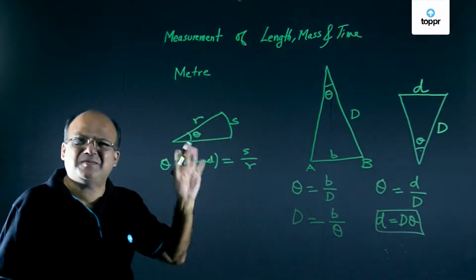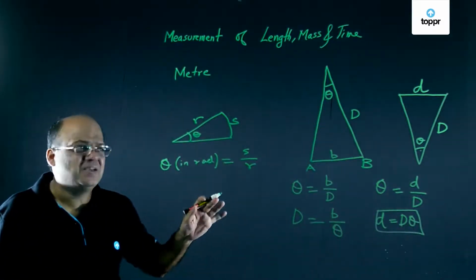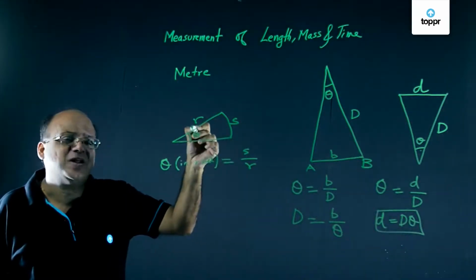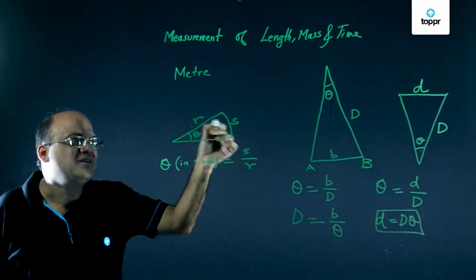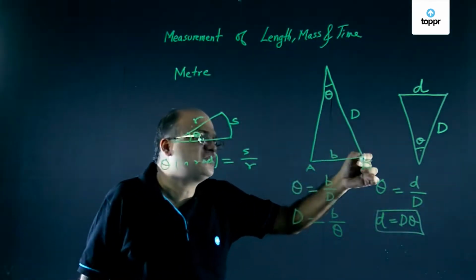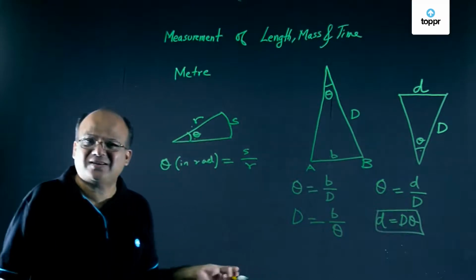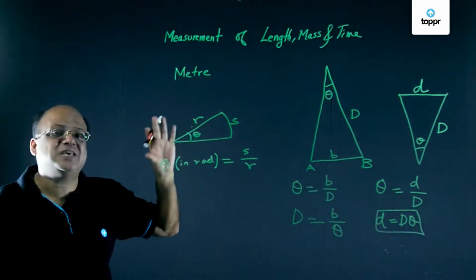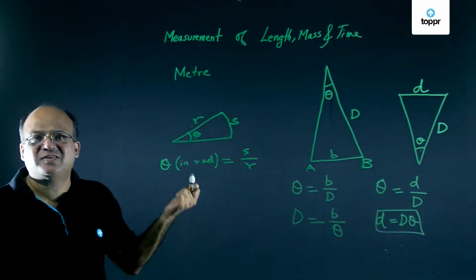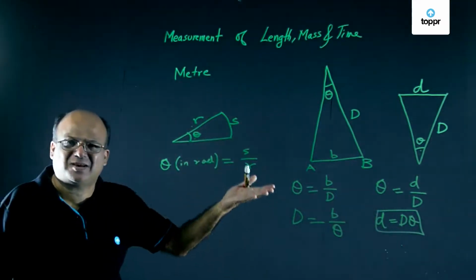Parallax method is as simple as that. Just using the fact that theta is s upon r, where s is the length of arc and r is the radius. This straight line can be taken almost as an arc, and based on that we get the distance D to a star or the diameter small d of a planet, star, sun, moon, etc.